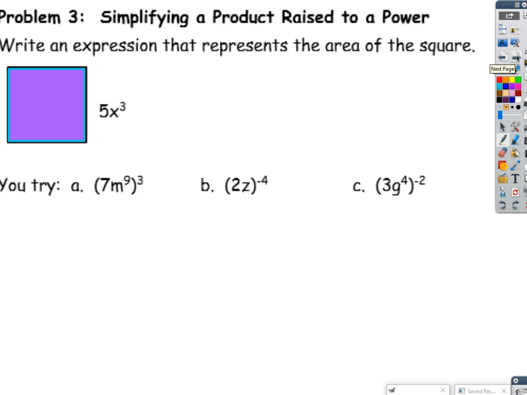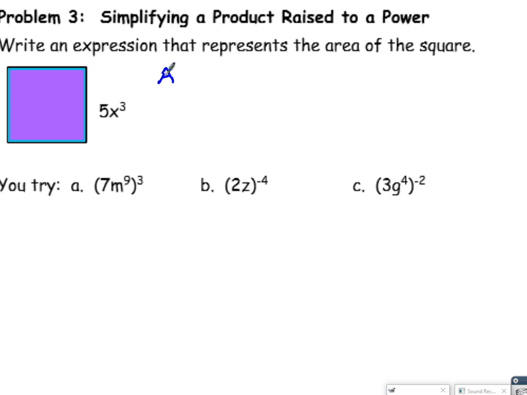Okay, so let's try problem 3, simplifying a product raised to a power. Here we have a square, and we'd like to find the area of a square. Remember, it's length times width, but because both sides of a square are the same, we can actually just square the side. So we would get 5x cubed, and we're going to square that whole expression.